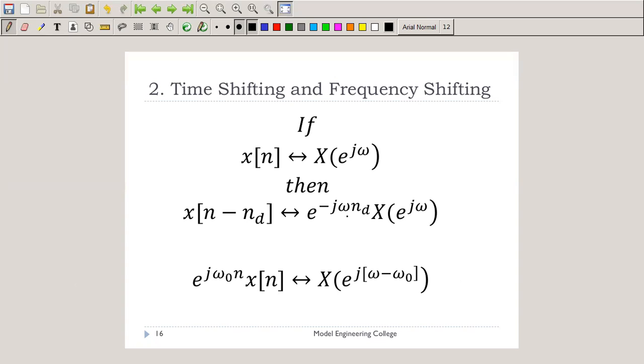Or in other words, we can say that a time delay in a signal causes a linear phase shift in its spectrum, since the e raised to minus j omega nd term is there. And this last one is the frequency shifting property. That is, if we multiply e raised to j omega 0 n with the sequence x of n, the DTFT of the entire term is equal to x of e raised to j times omega minus omega 0. So the meaning is that the spectrum is shifted by an amount omega 0.